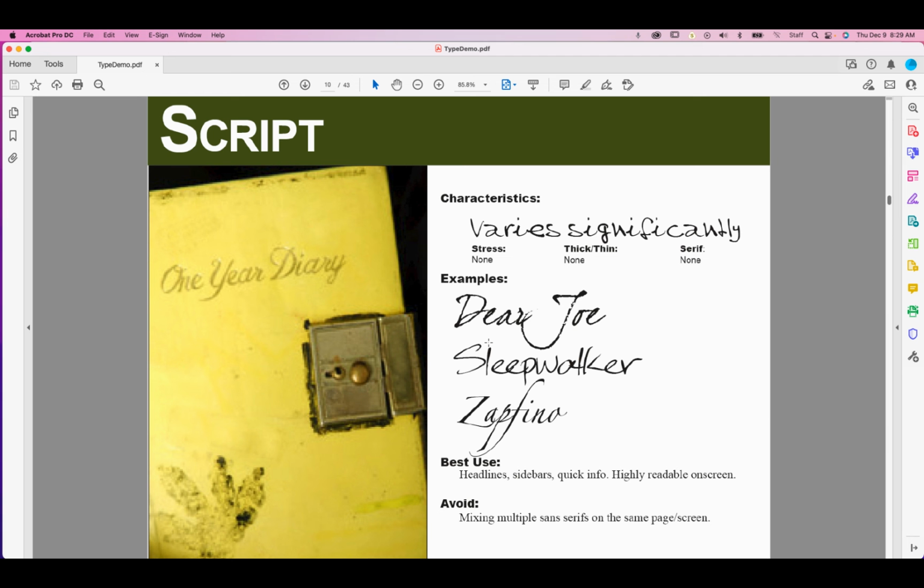Scripted fonts come in a variety of different ways. They can look like calligraphy. It can look like handwriting. It can look jagged. So it will really depend. This kind of style is pretty recognizable.